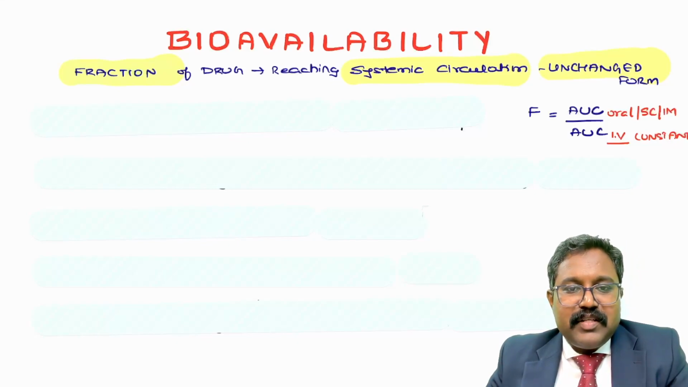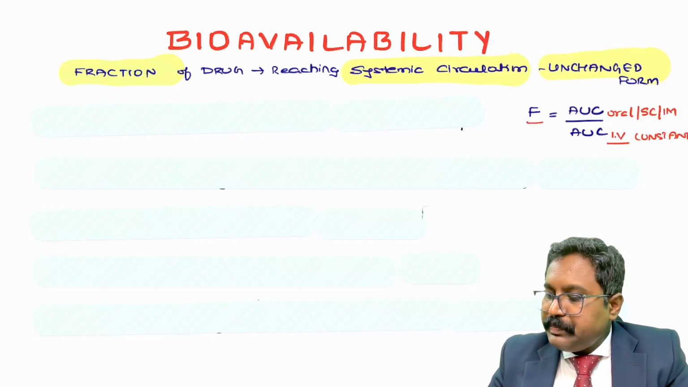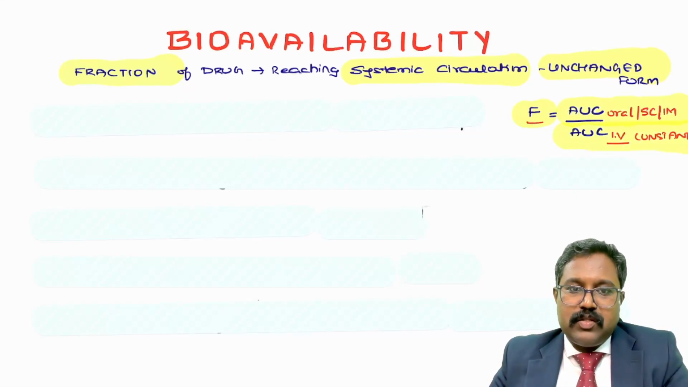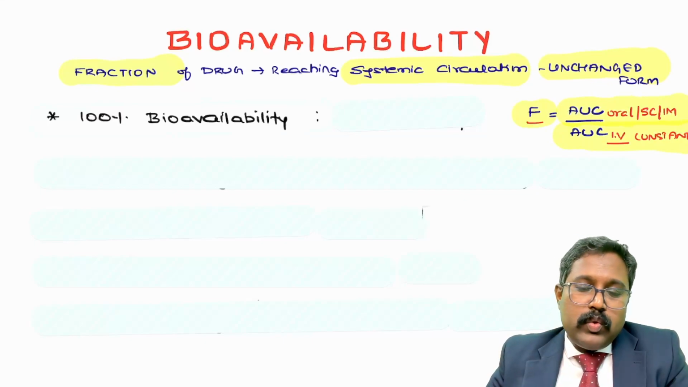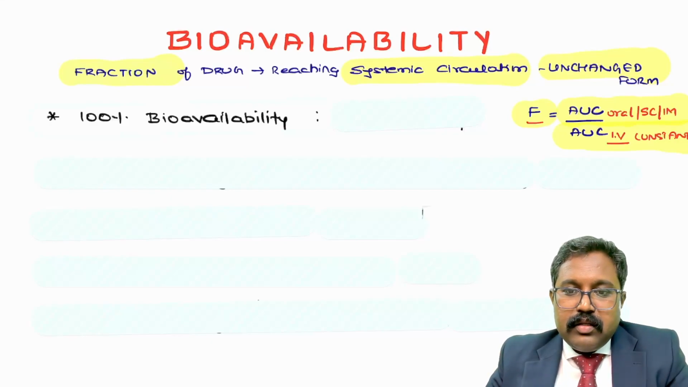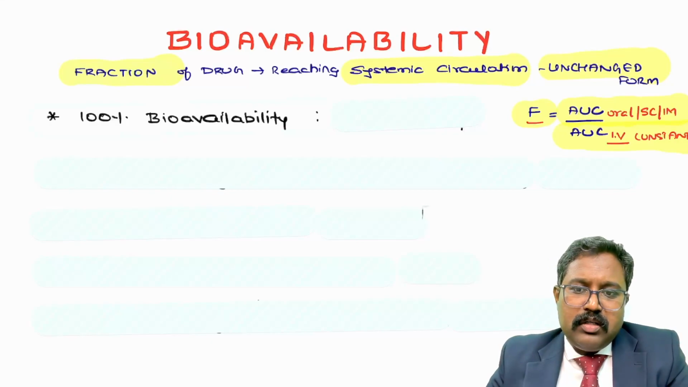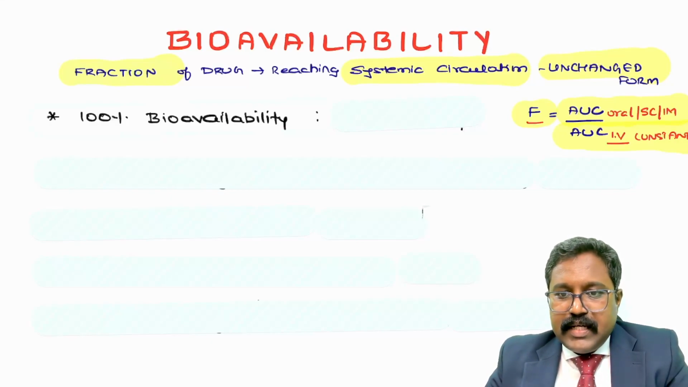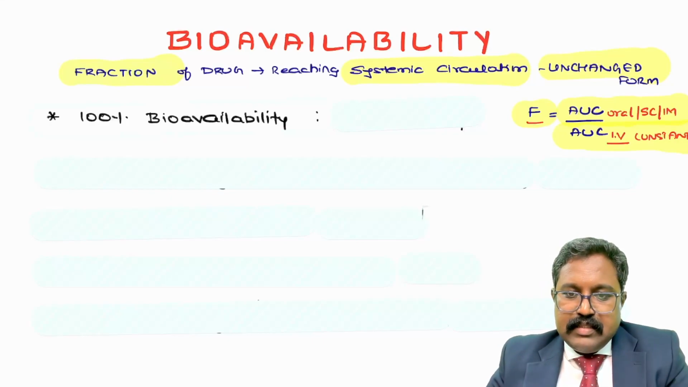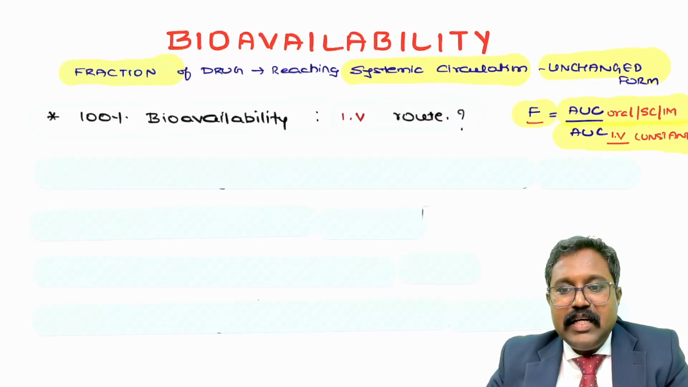So it is a fraction of the drug that reaches systemic circulation in an unchanged form, represented by F: area under the curve for oral or any other route divided by area under the curve for the intravenous route. So which route has got 100% bioavailability? That means directly it reaches the systemic circulation without any metabolism or absorption. So which route doesn't have absorption? Yes, it is the IV route. So 100% bioavailability is seen with the IV route.